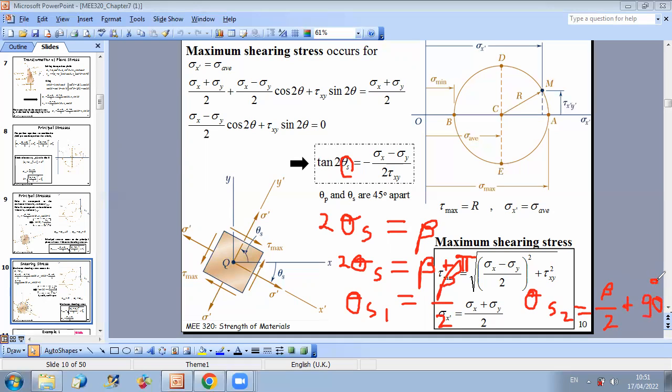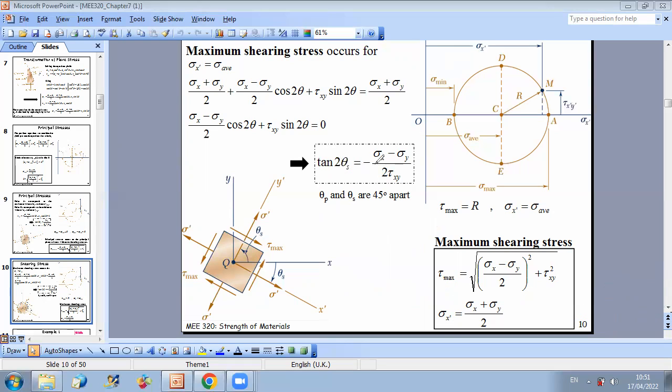of 90 degrees. So now, if you want to present this axis, here you have a minus. So the angle theta s will be an angle of rotation in the negative direction, where you go from x to x prime in the negative direction. And the second axis corresponding to maximum shear will be theta s plus 90. So this is theta s plus 90.